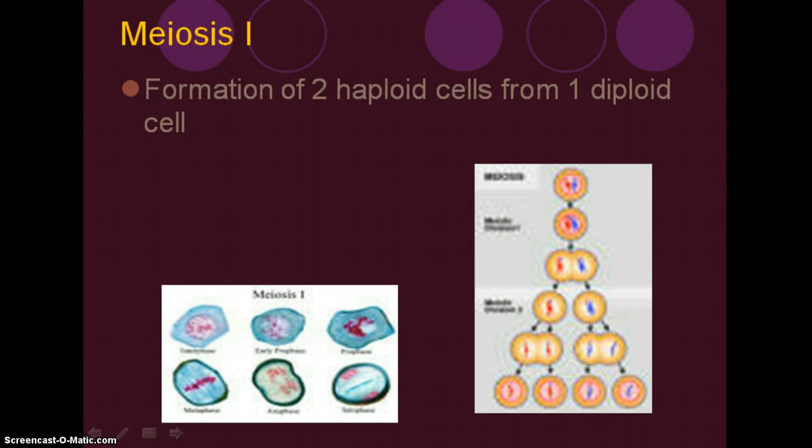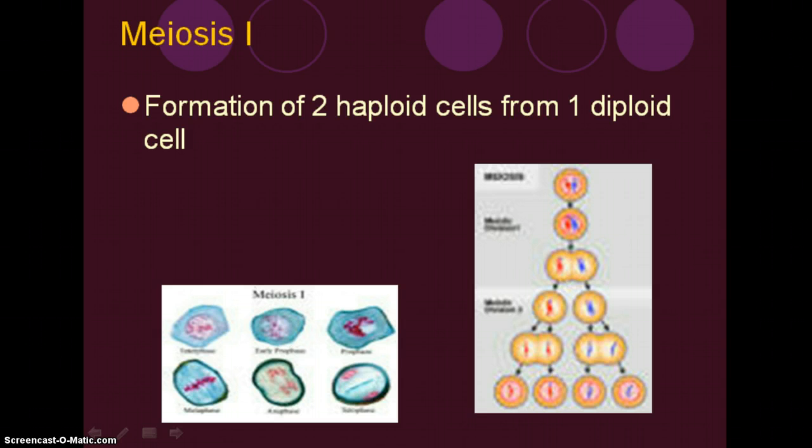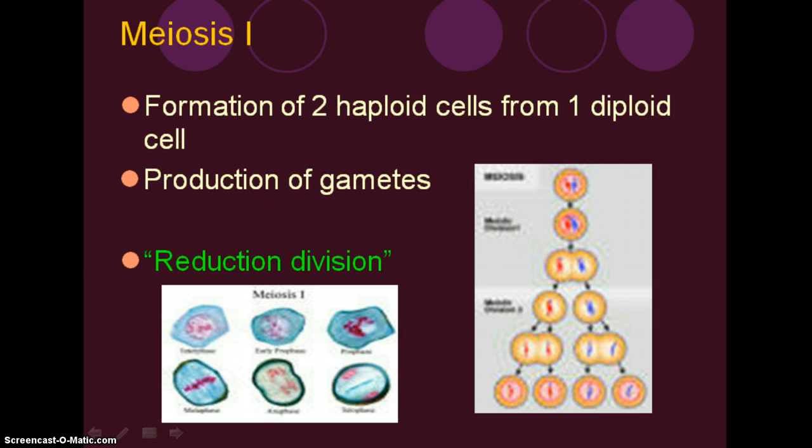Meiosis 1 is when we form two haploid cells from one diploid cell. So in this case, we are going to go from our normal diploid cell to creating two individual cells, two daughter cells you'd call them, but they're haploid. That means they have half the number of chromosomes. And this is going to occur for the production of gametes, and it's called reduction division.